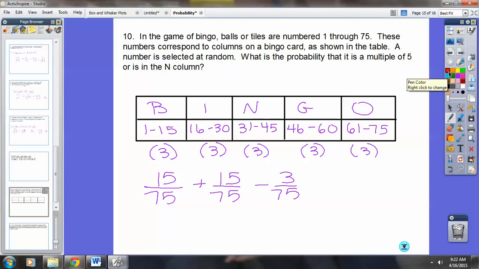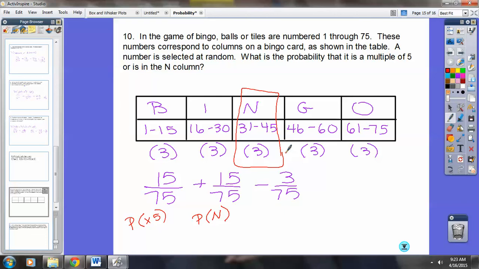In this first probability, this was the probability of being a multiple of 5, right? What was the second probability? Being in the end column. We counted all our multiples of 5s right here. Aren't there 3 numbers that are multiples of 5 in the end column? Yeah. Okay, I counted them here. Aren't those 3 numbers also included in the 15 total numbers of the end column? Yes. I counted them there also. So I've got to subtract out those 3 numbers that I counted twice.